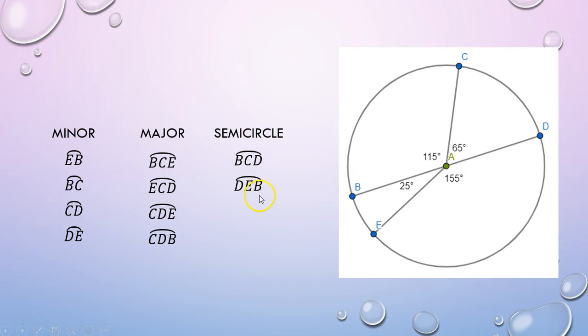For semicircles, we have BCD showing you this top portion, and we have DEB showing you this lower portion. And if you'll notice, the 115 and 65 add up to 180, and the 25 and 155 add up to 180. So those are our semicircles. Everything has the big arcs over it.